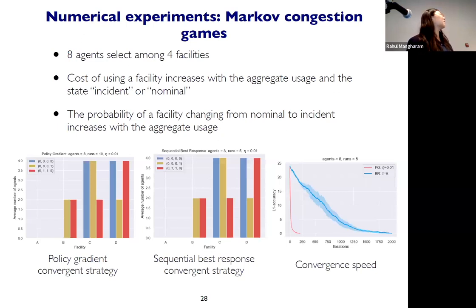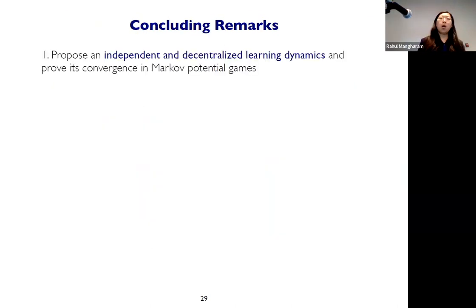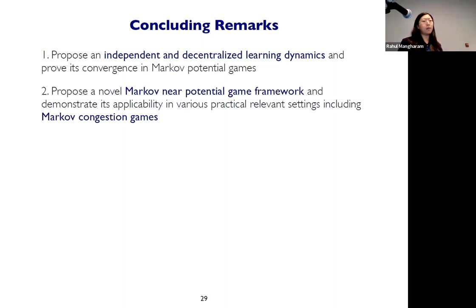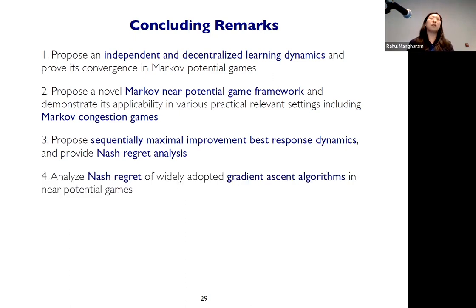Okay, and this is the simulation study for a Markov congestion game with 8 agents and 4 facilities. Concluding remark. In the first half of the talk, we proposed an independent and decentralized learning dynamics and showed that it converges for Markov potential games. And with an example, we motivate the importance of going beyond Markov potential games to look at the case when a game is near one. And then we propose a new algorithm and find its Nash regret. We also analyze the Nash regret of an existing algorithm.